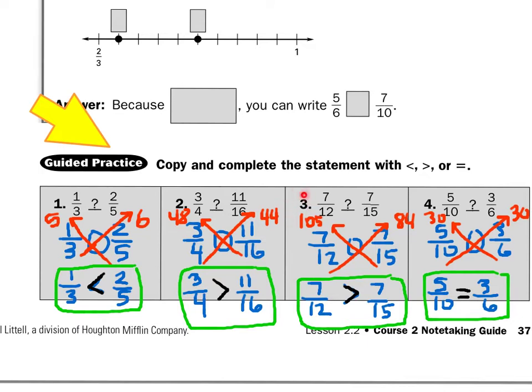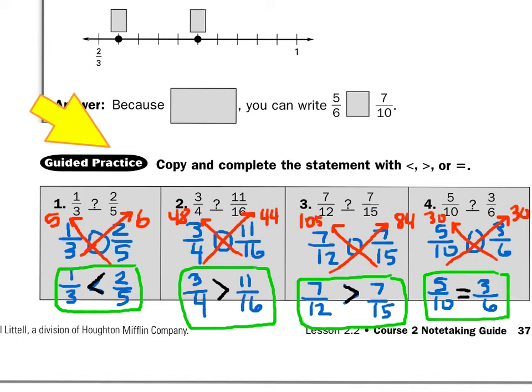Okay, take a look at number 3. We want to compare 7 over 12 and 7 over 15. So write 7 over 12, leave a circle space, and then 7 over 15. Now start at the denominator. 12 times 7, I shoot the arrow across, gives me 84. And then start at the 15. 15 times 7 gives me 105. So all I have to do is compare 105 to 84. I know 105 is bigger, so I write 7/12 is greater than 7/15, and I box my answer.